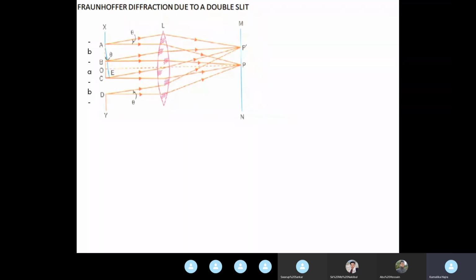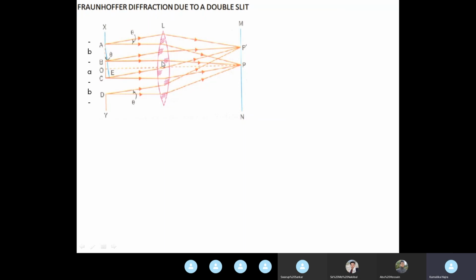So this is basically the schematic diagram where you can see there are two slits over here. AB is one slit and CD is the other slit, and light is diffracted by these two slits AB and CD, and BC here is the opaque space between the two slits.